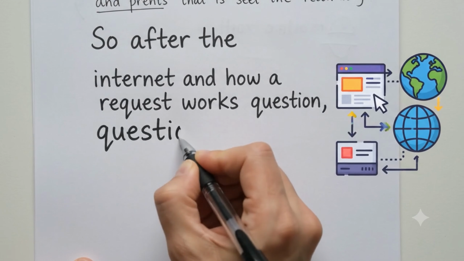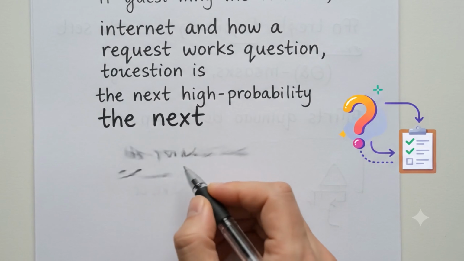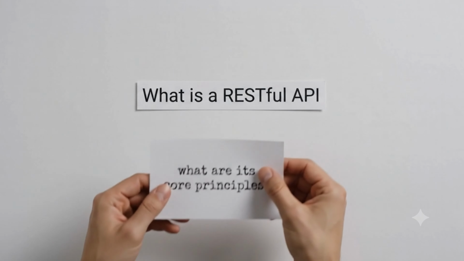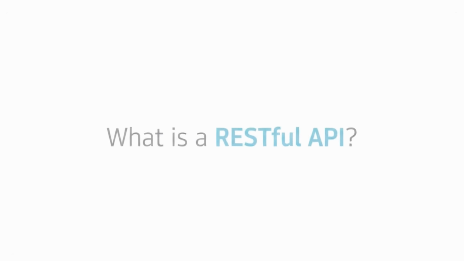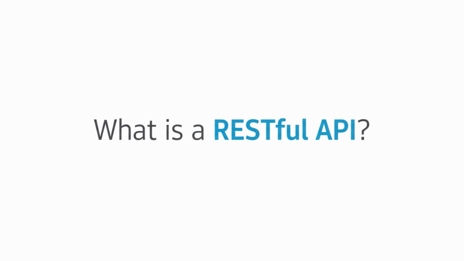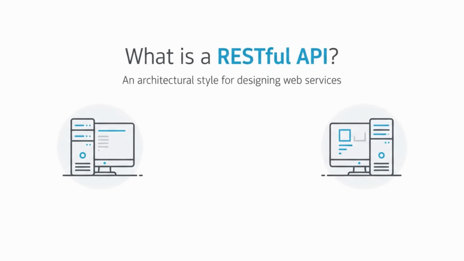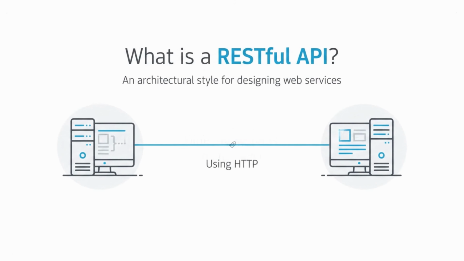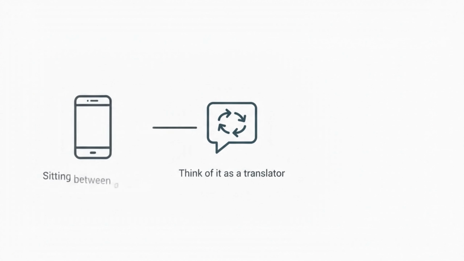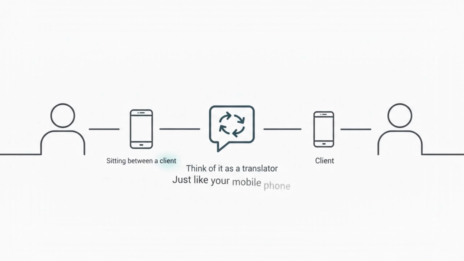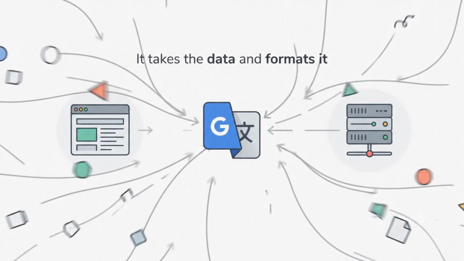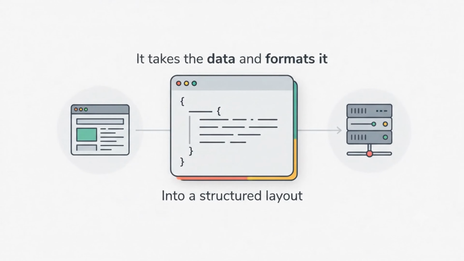So after how the internet and requests work, the next high probability question is, what is a RESTful API? What are the core principles? A RESTful API is an architectural style for designing web services. It allows different computer systems to talk to each other over the internet using the HTTP protocol. Think of it like a translator sitting between a client and a server, just like a mobile phone between two people. It takes the data and formats it in a structured layout, most commonly JSON.